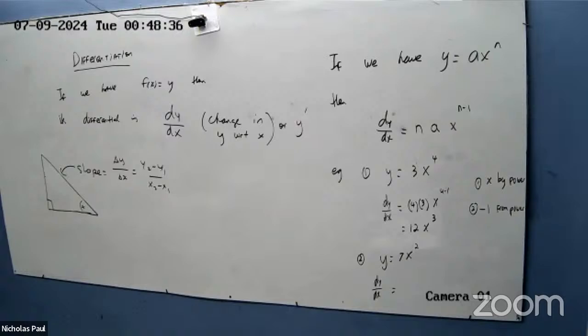Okay, nice. That's a good start. 2 times 7 and minus 1 from the power. So that's 14x. Okay, 14x. Very good.